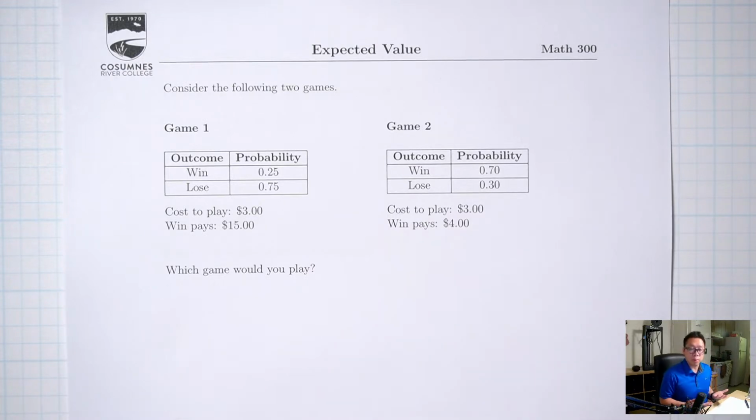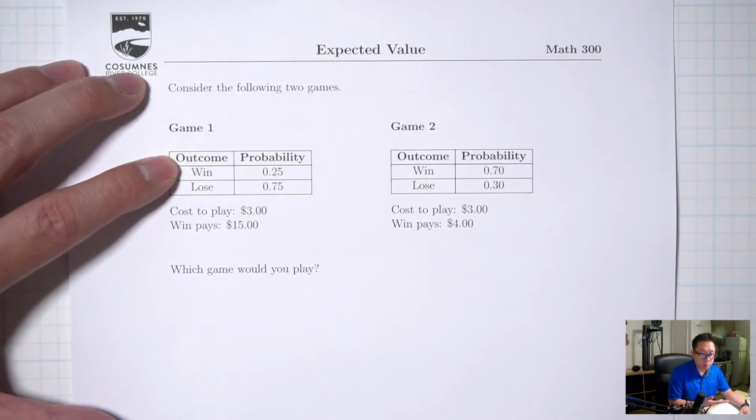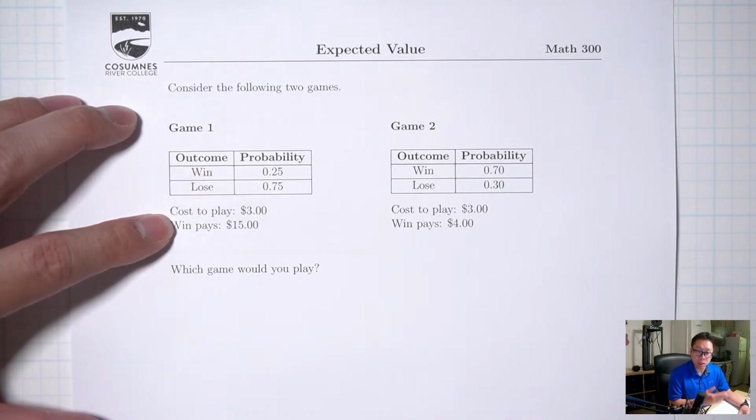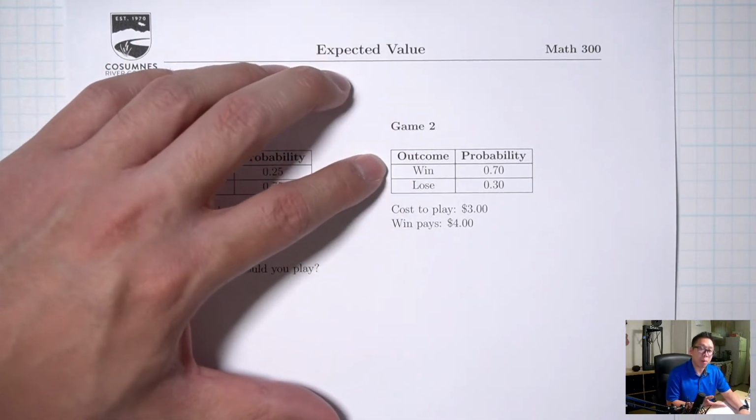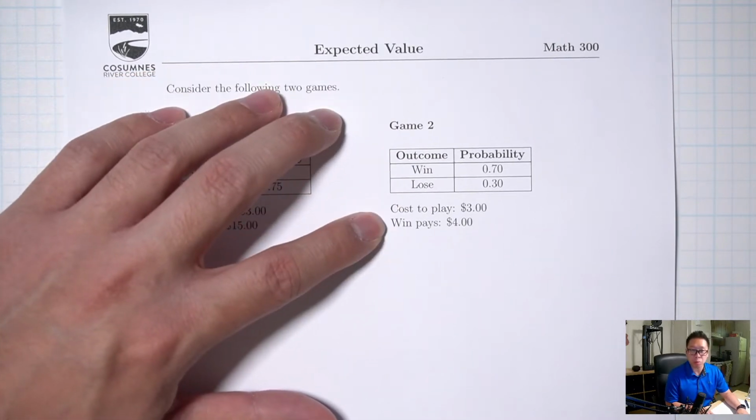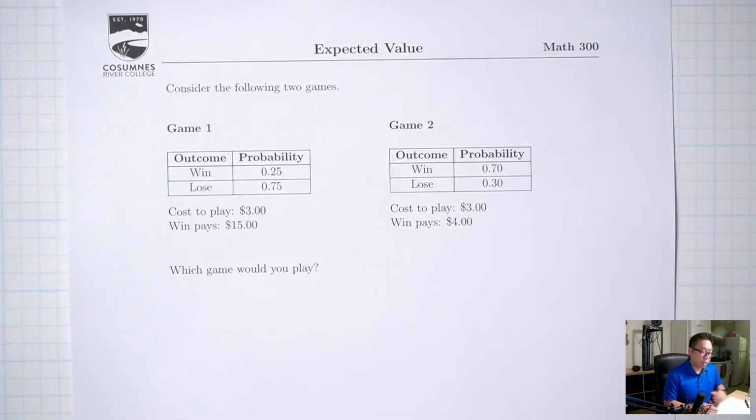So there's a trade-off here. Game 1, you have less probability of winning, but when you win $15, you win a lot more. Game 2, you have a higher probability of winning, but when you win, you don't win a lot. And the question is, which game would you play? Which game is better? And how would you decide?